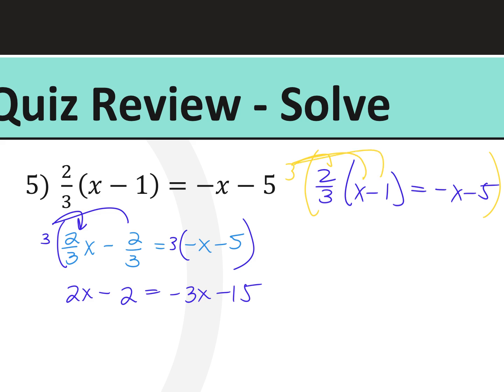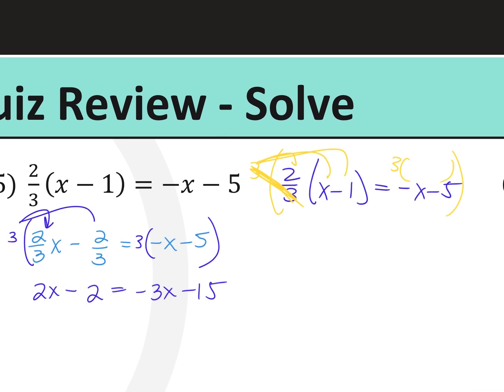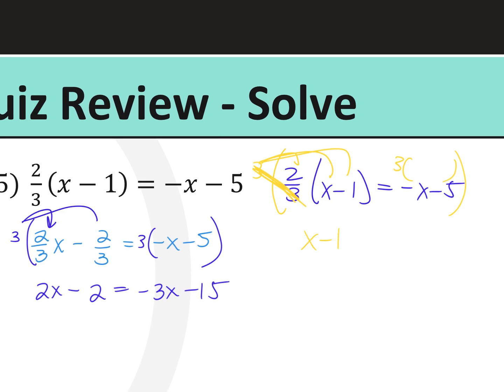You have to distribute the 2/3, or you have to understand that this is going to cancel out here. The pen keeps dying. Cancel out here, and then the 3 is going to go over here as well. This is also the same thing as saying x minus 1 times 2 over 3. That 2/3 is on the outside, but the x minus 1 is stuck together with a parenthesis.